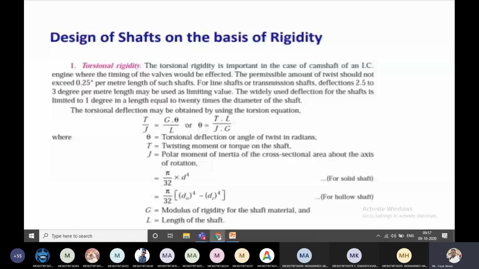And deflection of the shaft laterally means when the shaft is subjected to tensile force at the two ends, or at the two ends of the shaft it is subjected to compressive force.